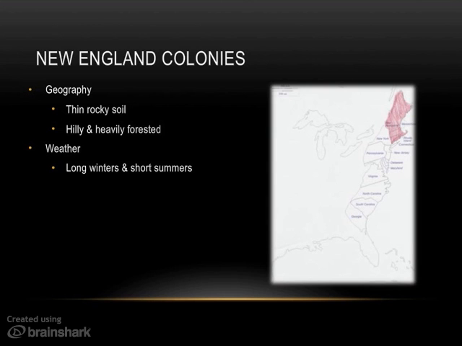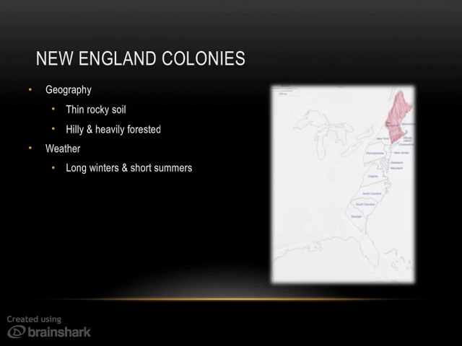The 13 English colonies are divided into three distinct regions based on their geography, weather, economy, and population. We will begin by looking at the New England colonies. The New England colonies consisted of the present-day states of New Hampshire, Massachusetts, Rhode Island, and Connecticut. If you look closely at your map, you will notice that there are actually two Massachusetts. It's not until later that Maine will be born.